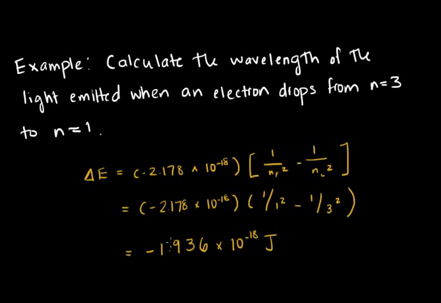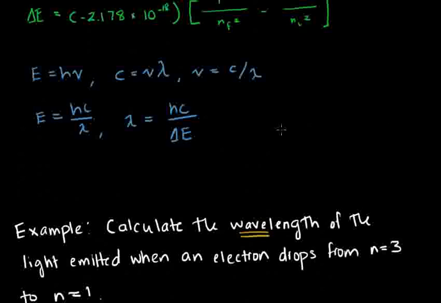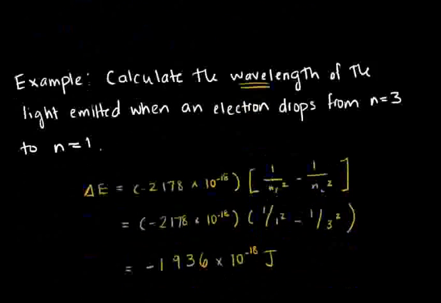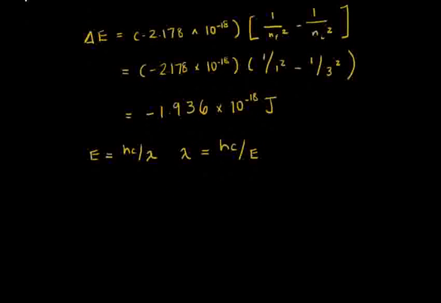So this is how much energy is released when an electron drops from n equals 3 to n equals 1 in the Bohr model. But we want to find the wavelength of light. And to do that, we're just going to do exactly what we did above, relating Planck's equation to Bohr's equation. We said that E was equal to hc over lambda. So the wavelength lambda is equal to hc over E, and we figured out this delta E value, and we can now just plug that into this equation.